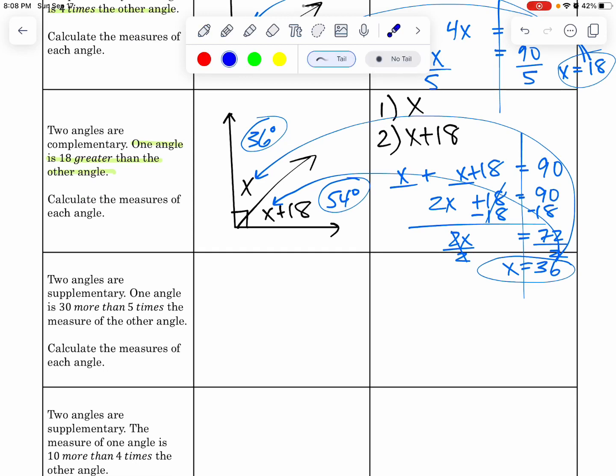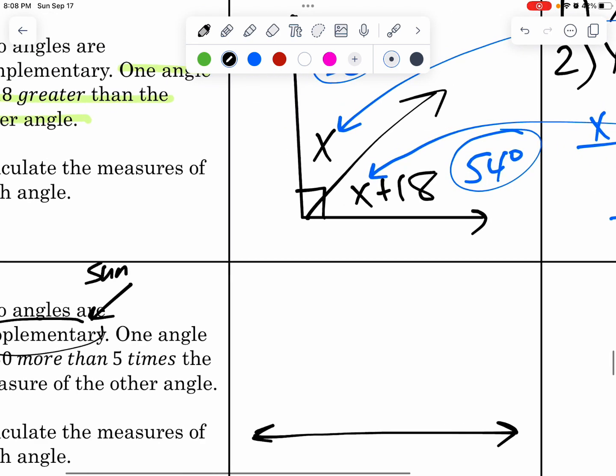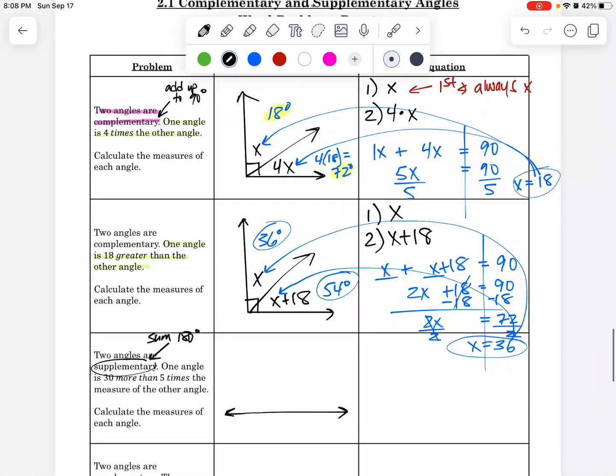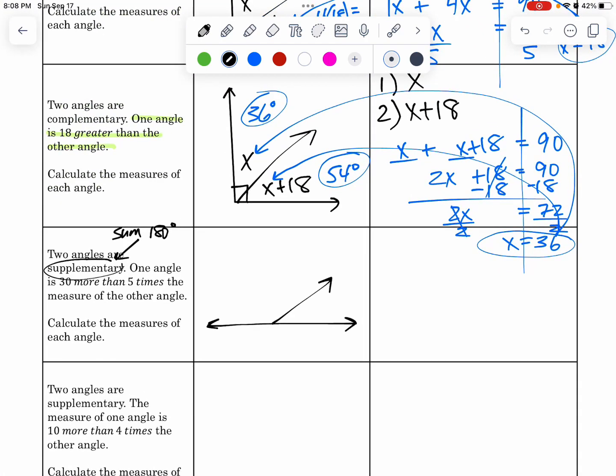I am going to just get this last one set up. The only difference between this one is that it says supplementary. So I know that a supplementary angle means that it adds up to 180. The sum is 180. These two were both 90 because it said complementary. This one is supplementary, which means it's a straight angle. So my picture is going to look like this. Okay, I'm not going to finish that whole thing. I just want to start it. And again, I'm going to use x, and then I'm going to write an expression for this.